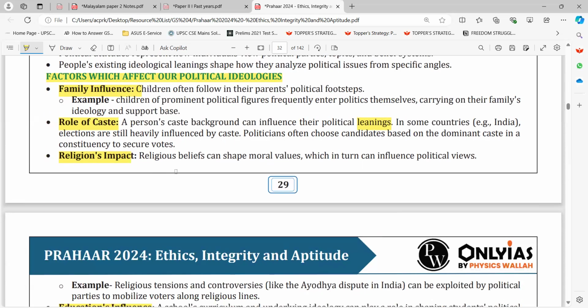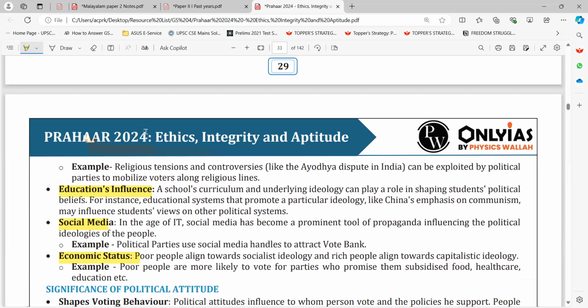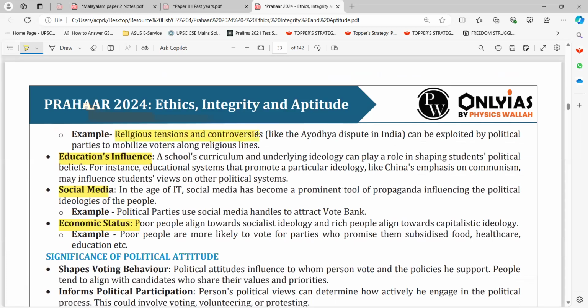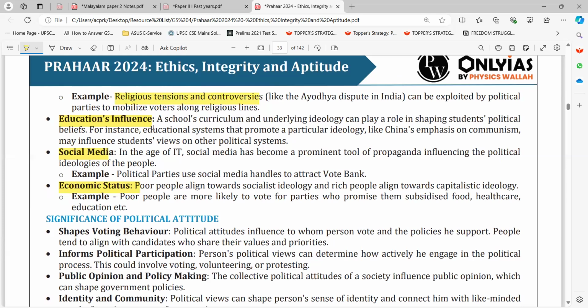Religion's impact. Religious belief can shape moral values, which in turn can influence political views. Example, religious tensions and controversies, like the Ayodhya dispute in India, can be exploited by political parties to mobilize voters along religious lines.